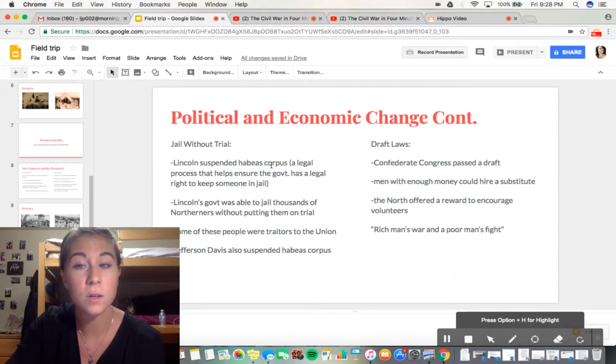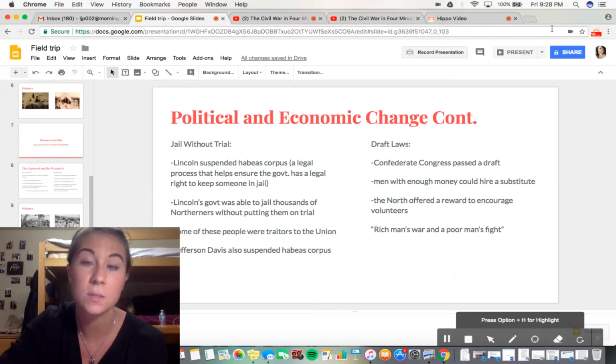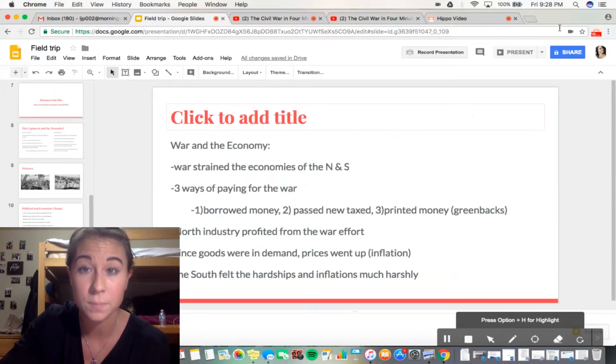The North also offered a reward to encourage volunteers to come in, and they would pay those men. Many people called this the rich man's war and the poor man's fight. So, being that said, many rich men could hire these poor people to come in and fight for them instead of them actually having to go to war.